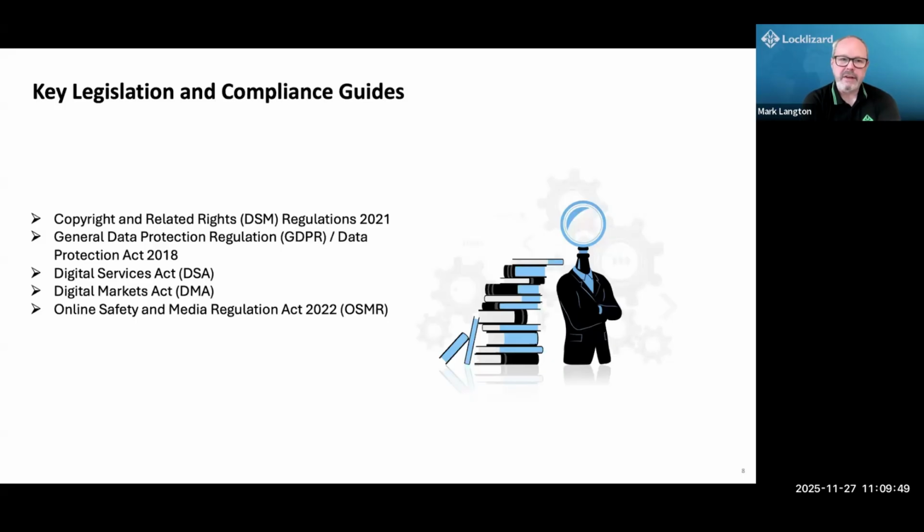So the key pieces we're really going to cover today: the copyright and related digital rights, DSM regulations of 2021, GDPR, and where data protection for DRM sits within GDPR, the Digital Services Act, Digital Markets Act, Online Safety and Media Regulation Act of 2022, with the nifty acronym of OSMR. As I said, there's a whole load of others in there as well. And I will mention the NIST now. So if you look at NIST as a cybersecurity framework, you've also got DORA, and a whole raft of other regulations, which again, due to the time today, we're not going to cover all of those in detail.